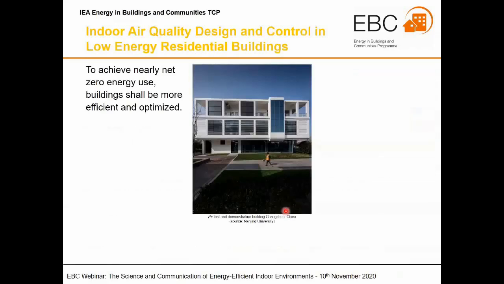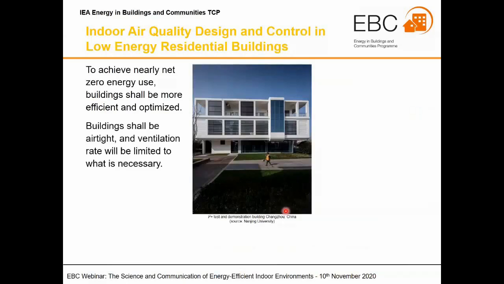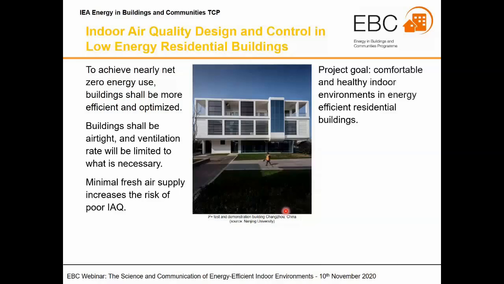Well, first of all, to make very energy efficient buildings, net zero energy buildings, they have to be super efficient and optimized. So also that would be necessary to look to the ventilation and to air tightness, also the topic that we just heard about from IBC. So it should be limited to what is necessary, not too little, of course, but just to the limit. So a minimal fresh air supply means that we'll go perhaps to the border of what could increase the risk of poor indoor air quality.